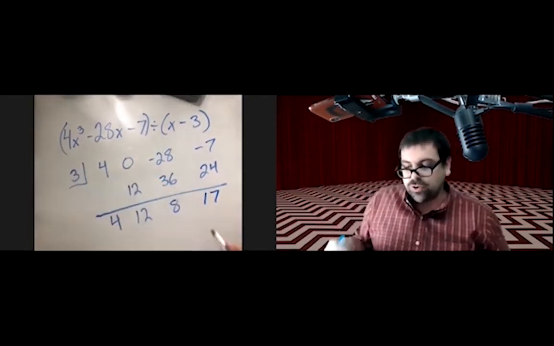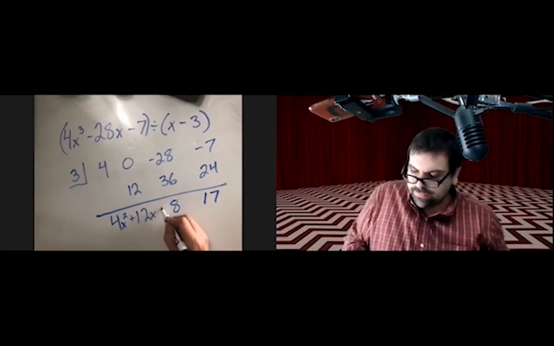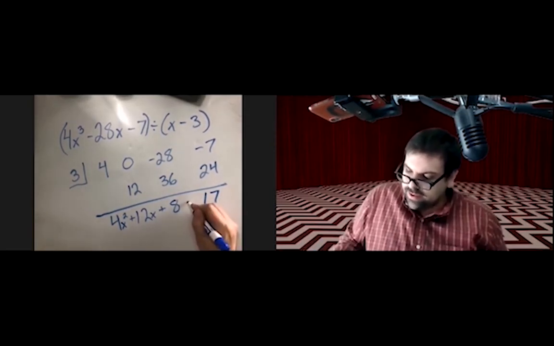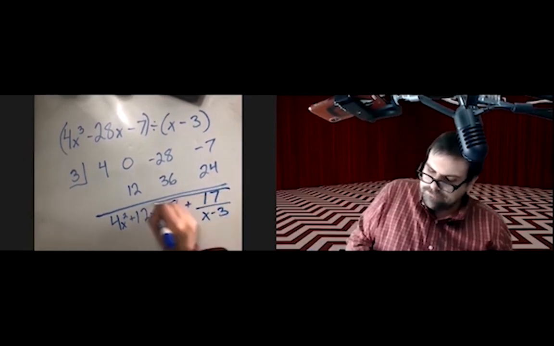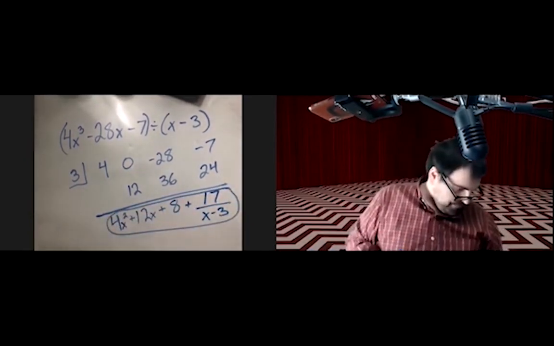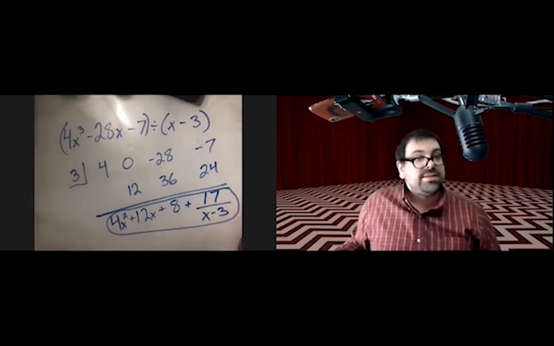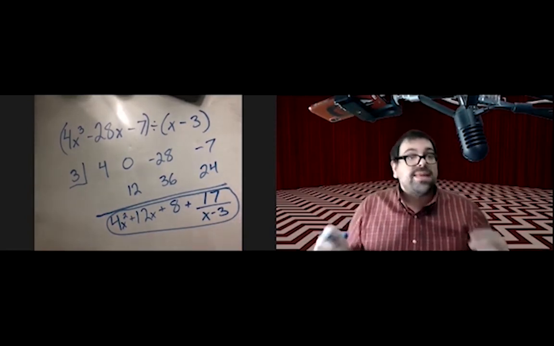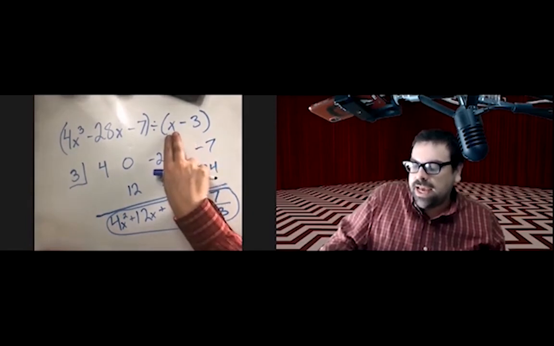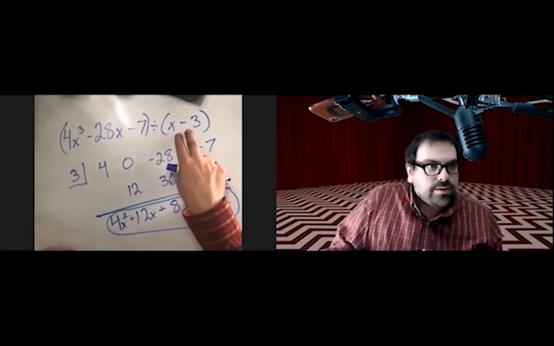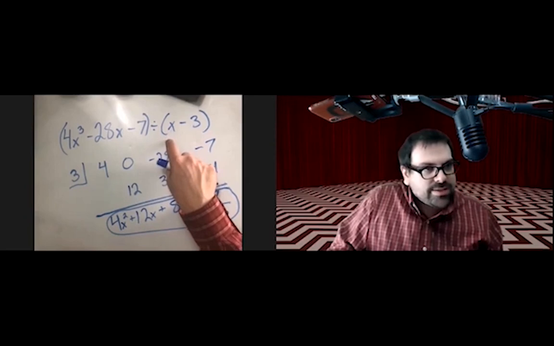We started with an x cubed, so we drop it to an x squared: 4x squared plus 12x plus just an 8, and then plus our remainder is going to be 17 over x minus 3. Four x squared plus 12x plus 8 plus 17 over x minus 3. We got our answer without having to do long division, because we could use the shortcut of synthetic division because we just had a regular x and then with something. It could be x plus, it could be x minus.